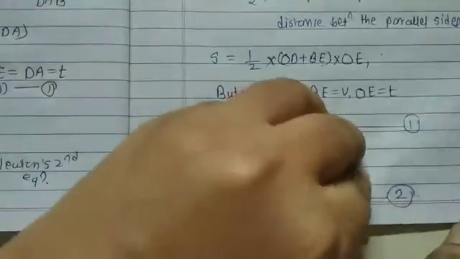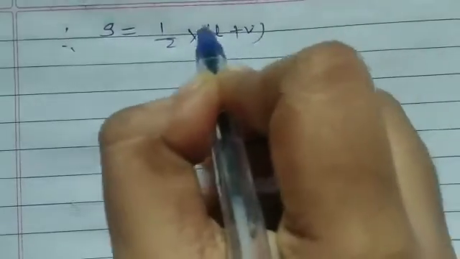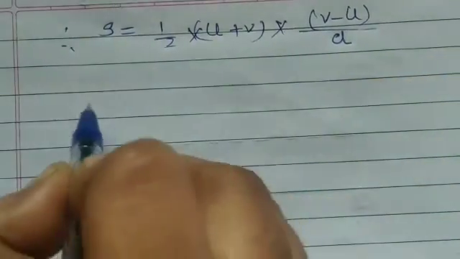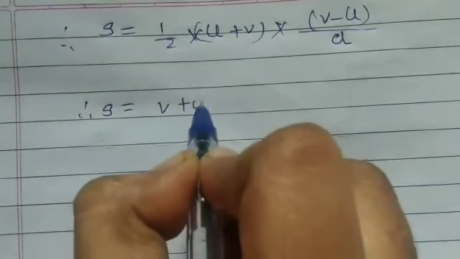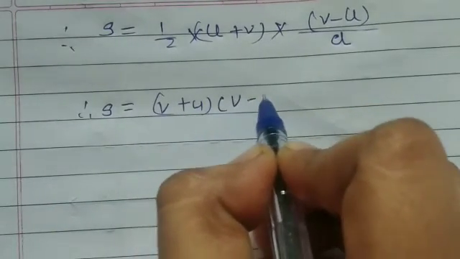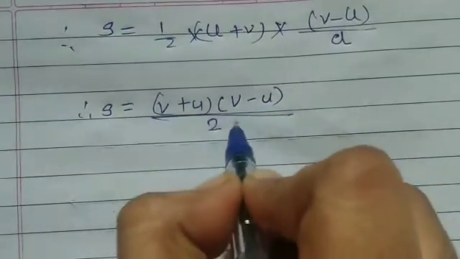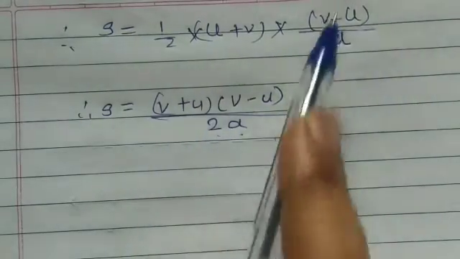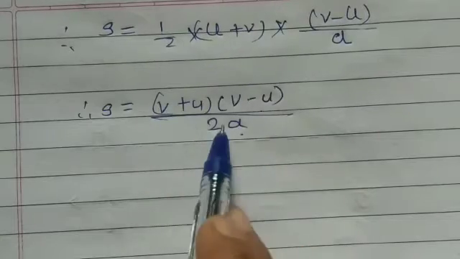From both equations, student, we can write therefore S is equal to 1/2 into U plus V into V minus U upon A. Therefore, S is equal to V plus U into V minus U upon 2A, that is 2 into A. V plus U as it is, V minus U as it is. I only rearrange that equation.